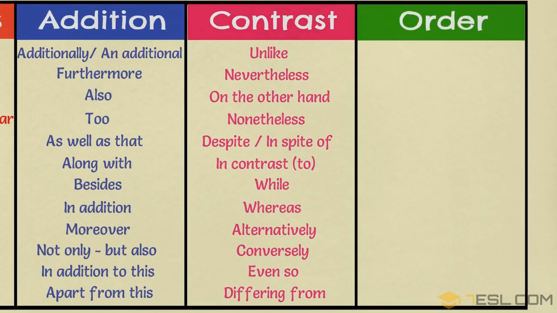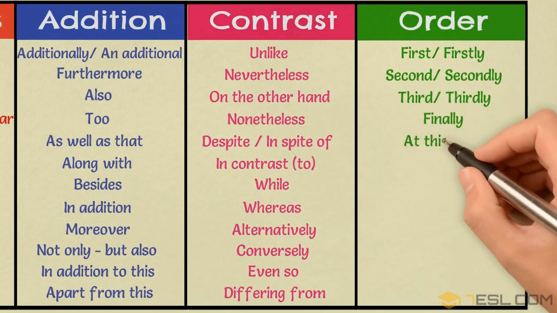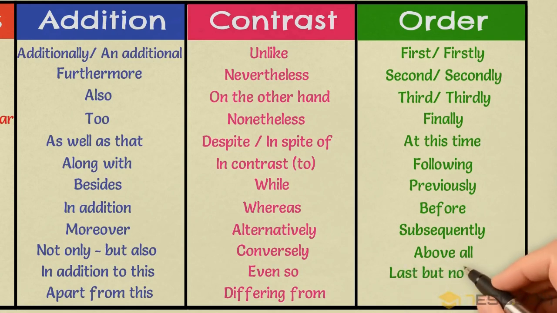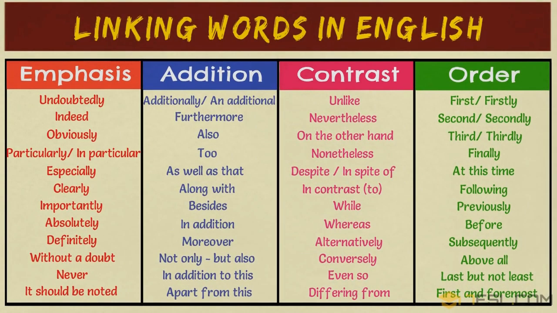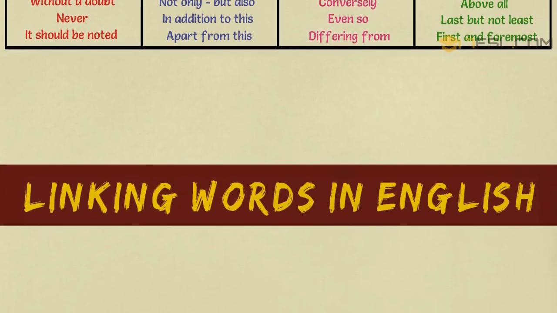Order: first or firstly, second or secondly, third or thirdly, finally, at this time, following, previously, before, subsequently, above all, last but not least, first and foremost. Linking words in English.